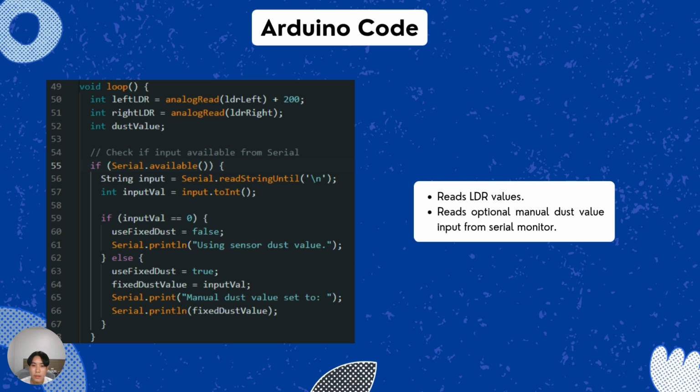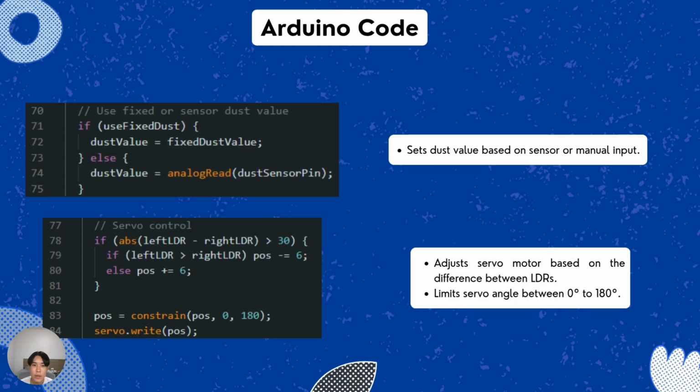In the main loop, the system reads the values from both LDRs to determine which direction has more sunlight. It also checks the serial monitor for manual dust input, which is used if we don't want to rely on the sensor during testing. The dust value comes either from the sensor or from manual input. If a user types 0, the system uses the sensor. Otherwise, it uses the manually entered value. This flexibility helps with debugging and simulating different conditions.